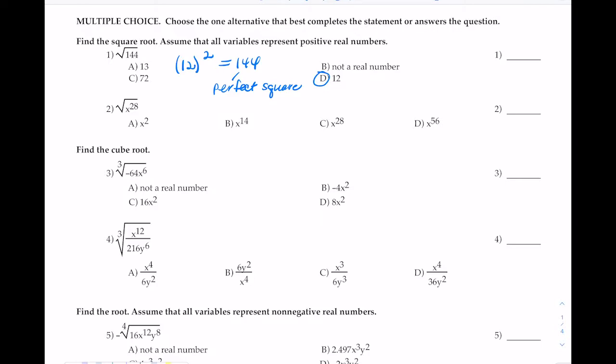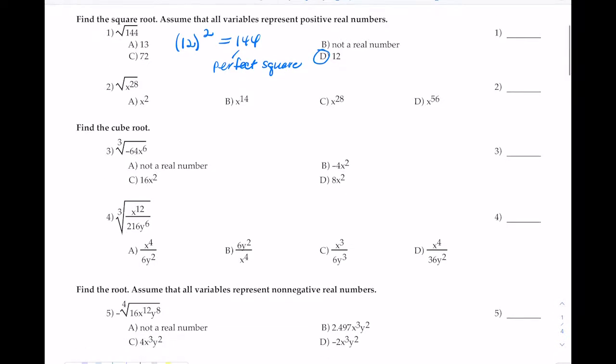In number 2, we have x to the 28th, and I'm taking the square root. So the easiest thing to do is take the root index, and the index is the little number inside the radical house, but you won't see a 2 in here because it's understood, but it is there. So the easiest thing to do is take the exponent and divide it by the index, and 28 divided by 2 gives you 14. So the answer here would be x to the 14th.